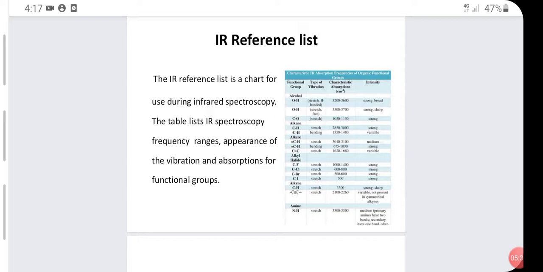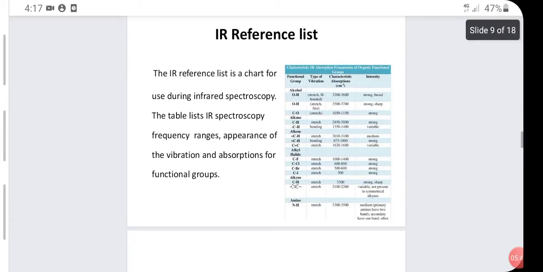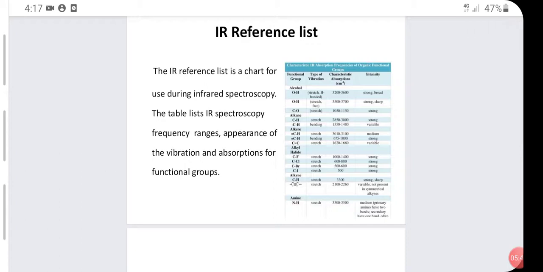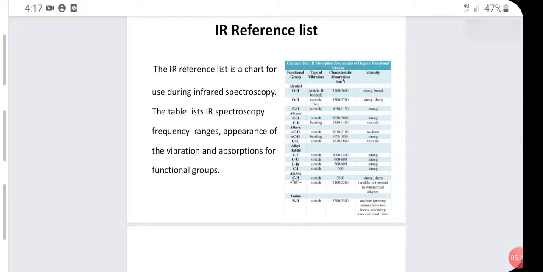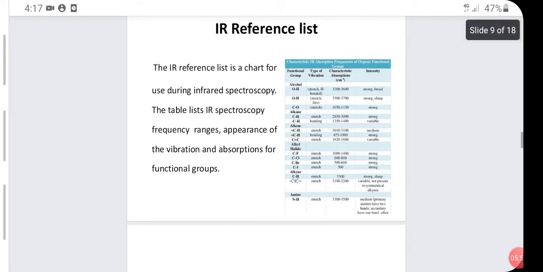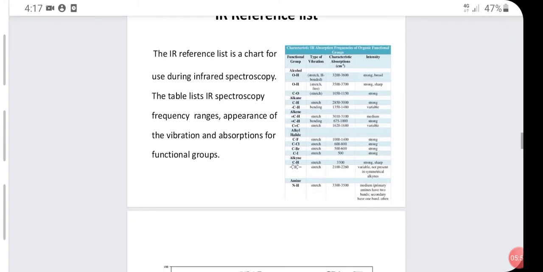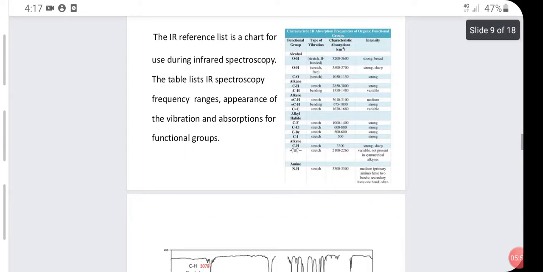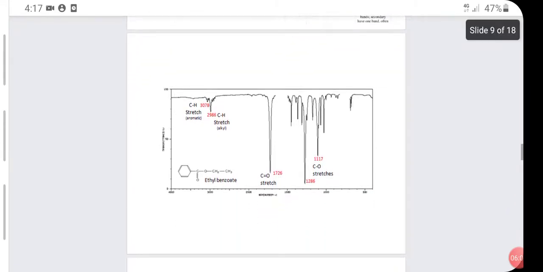First of all, you see the intensity. The peak is a broad peak and its wave number is between the range of 3200 to 3600 and it shows stretching vibration. So there is an alcohol functional group. In this way we can identify any type of functional group by the IR reference list.